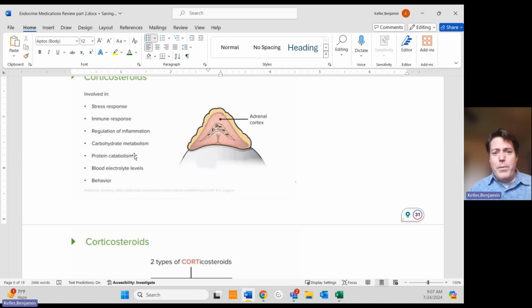So how to remember catabolism versus anabolism. Anabolic, or anabolism, means to build something up. You think about the weightlifter who's taking anabolic steroids. Anabolic steroids build up stuff. And then you can think about catabolism as breaking things down.